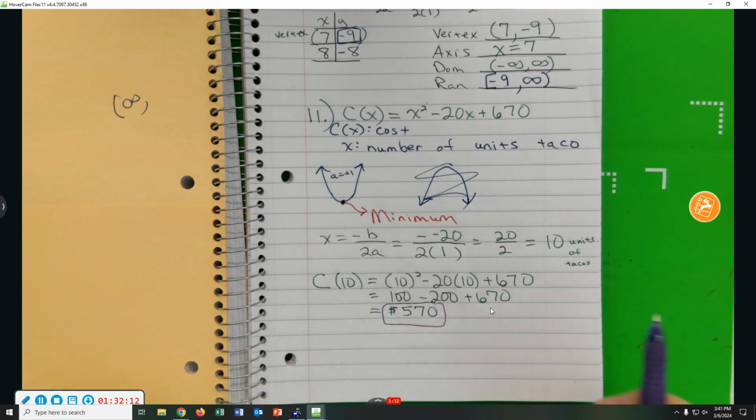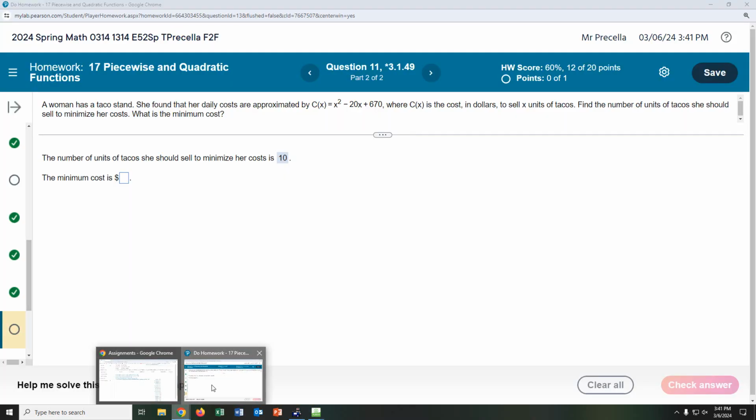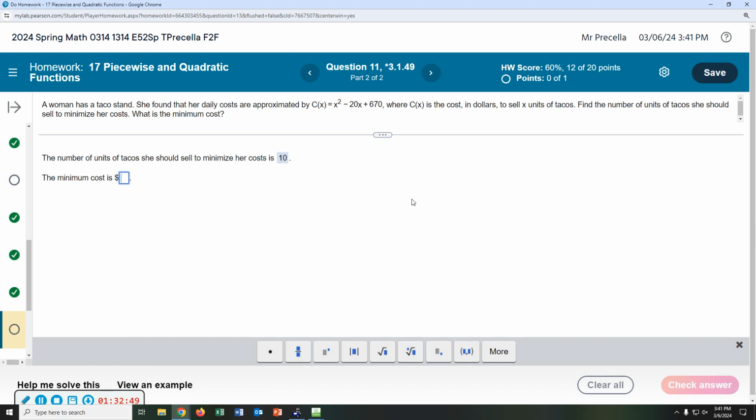So if she's going to turn a profit, she better take in more than $570 at that cash register every day. These 10 tacos, 10 units. I think a unit is certainly not just one taco. If it's costing her $570 to make 10 tacos, she'd have to sell those tacos at $57 each just to break even, just to cover her costs. So obviously, a unit of tacos is not just a single taco. So 570.